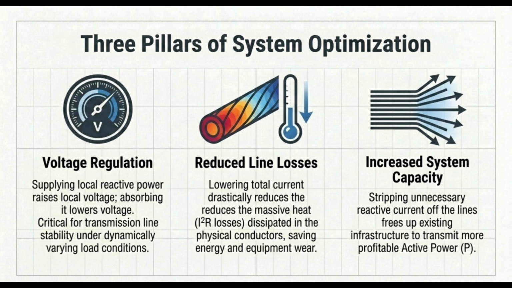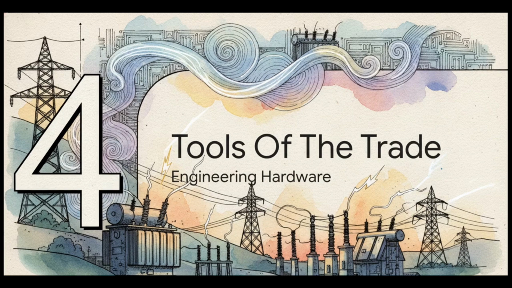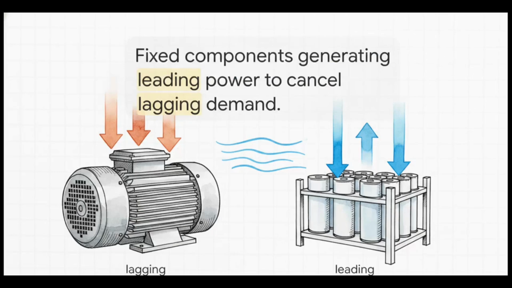Which leads us to our final section, 4, tools of the trade. Let's open up the engineering playbook to see the physical hardware used to pull this off. The first and really most common industrial method is the use of shunt capacitors. These are fixed, passive components.